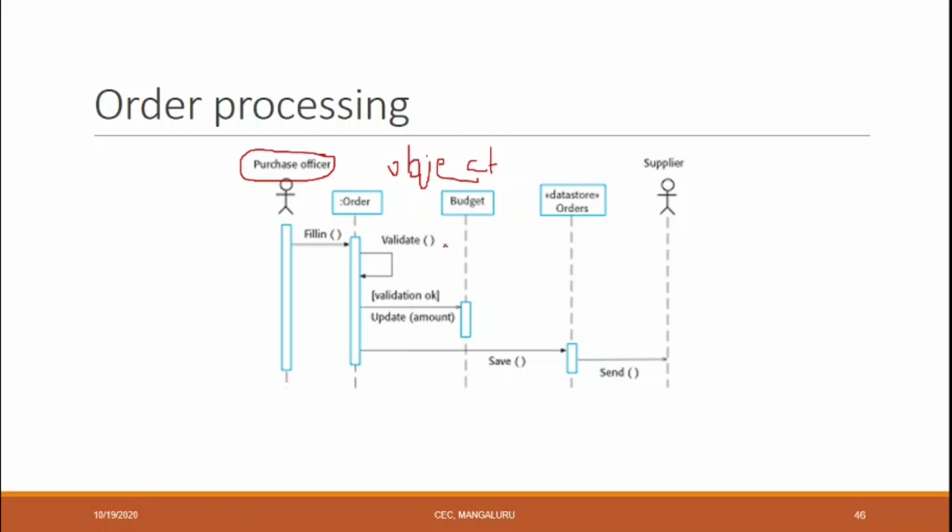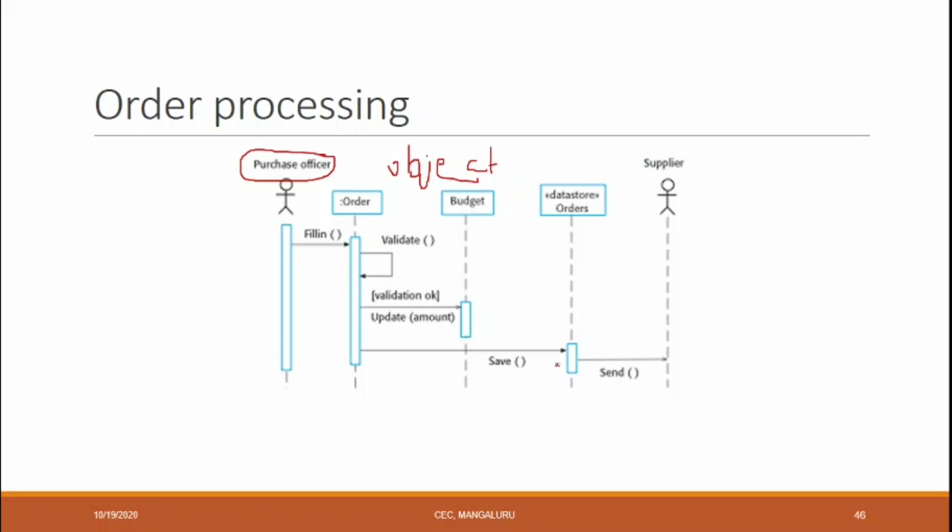The purchase officer fills in the order, then it is validated. If the order given by the purchase officer is valid, then according to the budget the insulin is delivered from the data store orders. Okay, so update the amount. Then the invoice will be saved in the data store orders.